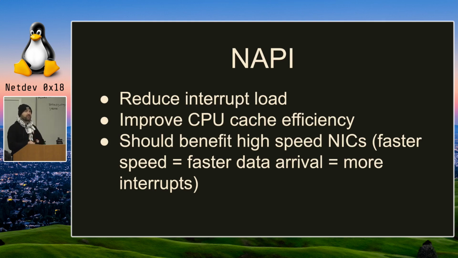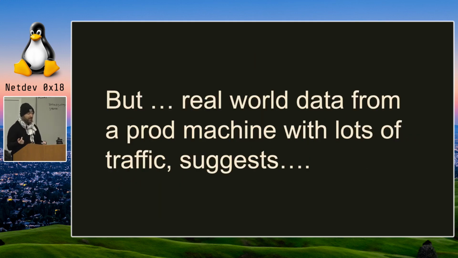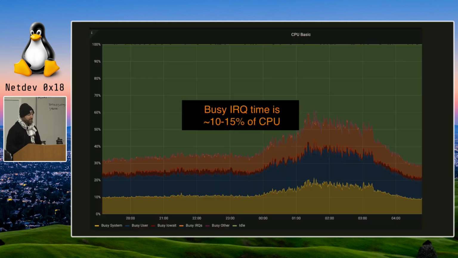And so if I were to try to summarize it, from my understanding NAPI reduces interrupt load, and can presumably improve CPU cache efficiency. And in my opinion, and this is just conjecture, it should benefit high-speed NICs because higher speed NICs mean you have faster data arrival, which would mean more interrupts are generated. But real-world data from a production machine that we have with lots of traffic suggests something slightly different, which was surprising to me when I looked at the data.